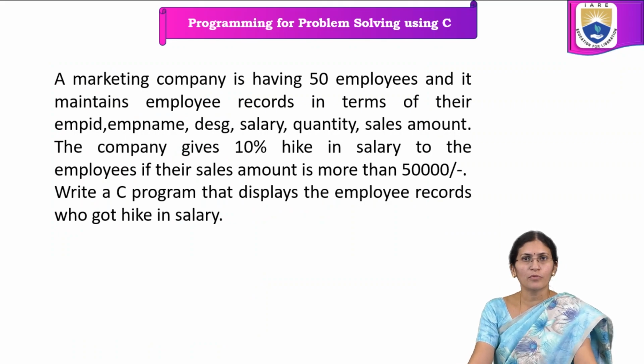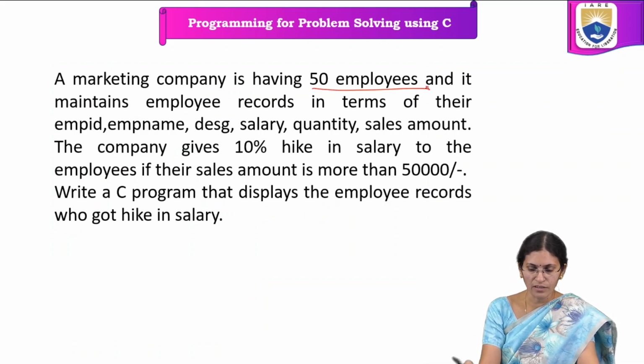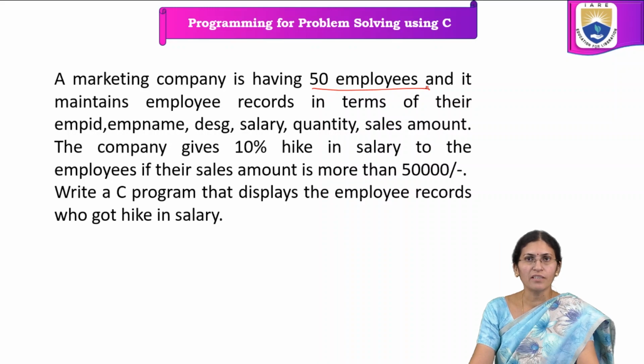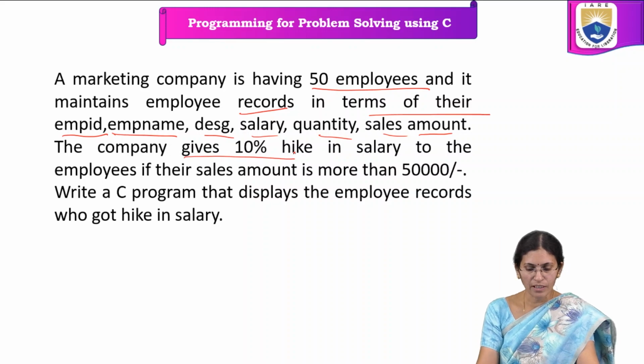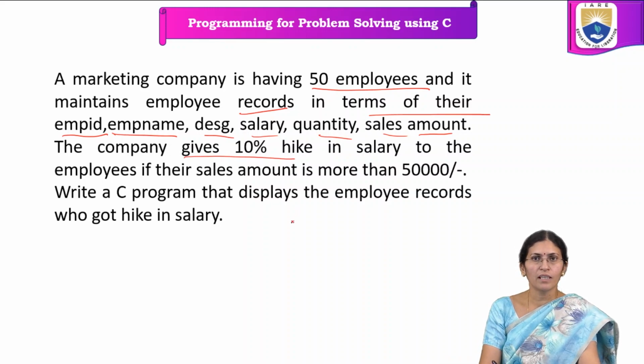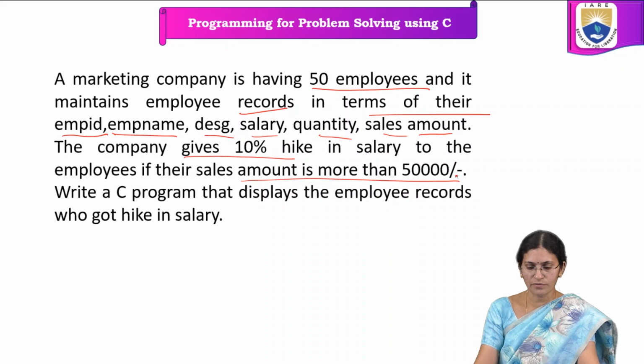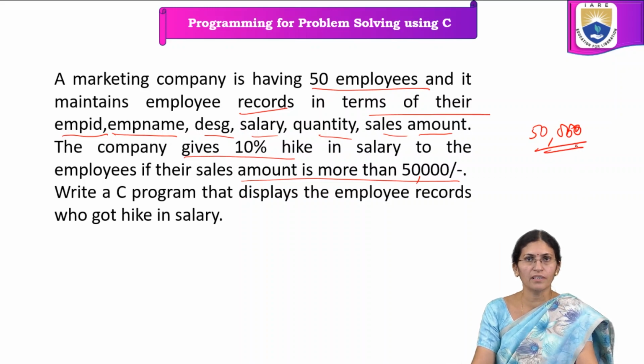The next program: a marketing company has 50 employees, and it maintains employee records in terms of employee ID, employee name, designation, salary, quantity, and sales amount. This is the information which the employee record needs to maintain. The company gives a 10% hike in salary to the employees if the sales amount is more than 50,000. If the sales amount is more than 50,000, then the employee will get a hike in salary.